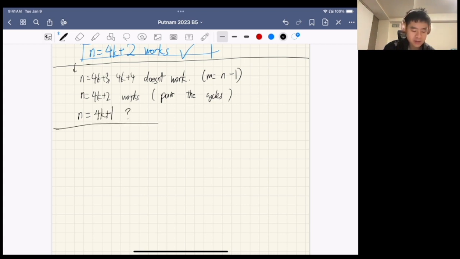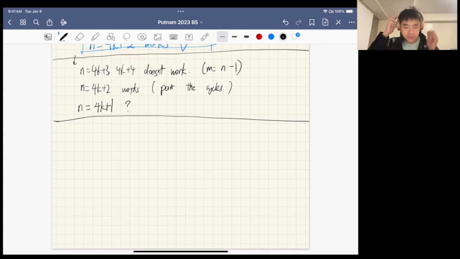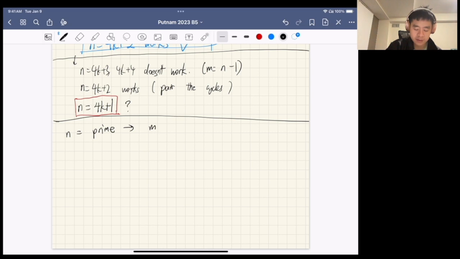So how do we do that? As we have mentioned just now, we have already shown the different cases except n equals 4k plus 1. It turned out that this is the trickier part. The solution generalizes to all the odd numbers, but it is a bit tricky how we proceed. Recall that when n is a prime number, we basically use m as a primitive root.